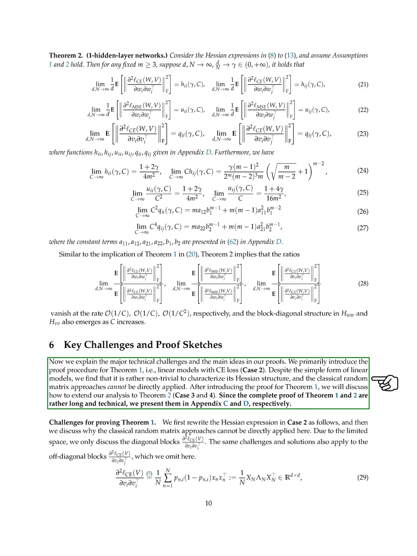Finally, we discuss the main technical challenges and ideas behind our proofs, particularly for linear models with CE loss. Despite their simplicity, characterizing the Hessian structure is complex, and traditional random matrix methods are not directly applicable. We outline our proof for this case and mention how we extend our analysis to the other cases, noting that the complete proofs are provided in the appendix.